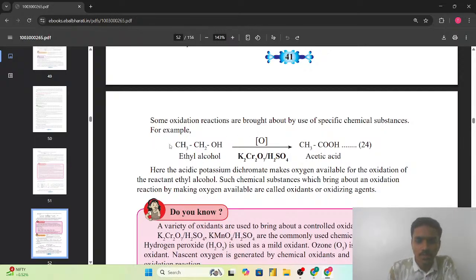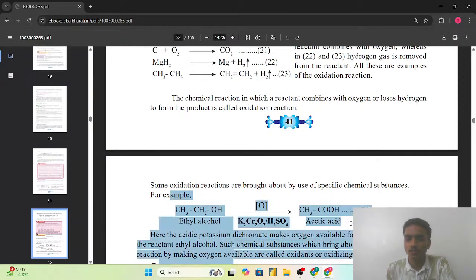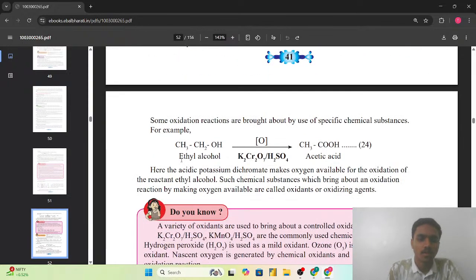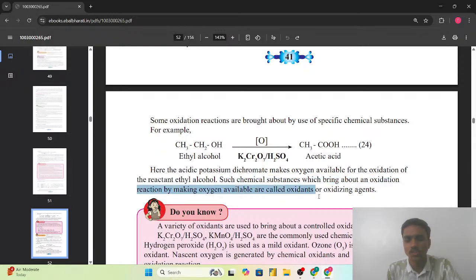So when ethyl alcohol, in the presence of nascent oxygen from K2Cr2O7 and H2SO4, leads to the formation of CH3COOH, that is acetic acid. Remember, this is also one of the important reactions from the exam perspective. But also we have to remember how this reaction is taking place, in the presence of the nascent oxygen. So here the acidic potassium dichromate makes oxygen available for the oxidation of the reactant ethyl alcohol. Such chemical substances which bring an oxidation reaction by making oxygen available are called oxidants or oxidizing agents.